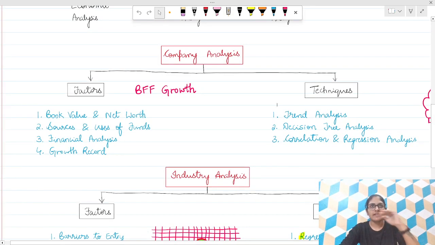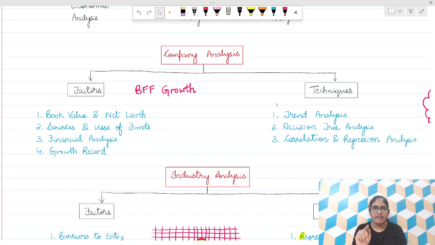So let's revise company analysis. We studied the factors and the techniques. Starting with the techniques, you should remember the company surrounded with trees. So trees means trend analysis, decision tree analysis, and correlation and regression. Now coming to the company analysis factors: in a company if you have to grow, you need a BFF. So growth record. B is book value and net worth. F is funds, that is sources and uses of funds. And one more F is financial analysis.